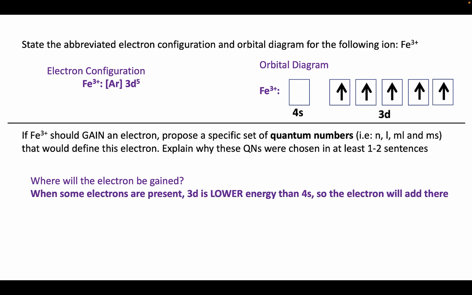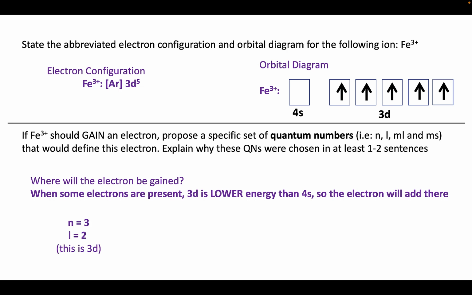When some electrons are present, 3d is lower than 4s, so the electron will add there. If you ended up adding one into 4s spinning up, I think that would be a pretty good answer as well, and your answer would be a little bit different, but I think is definitely still on the right track. So just keep that in mind, but these are really the only two correct answers. It's going to add spinning in the same direction as the 3d electrons, that's up as this diagram shows, or it's going to pair with one of the electrons in 3d.